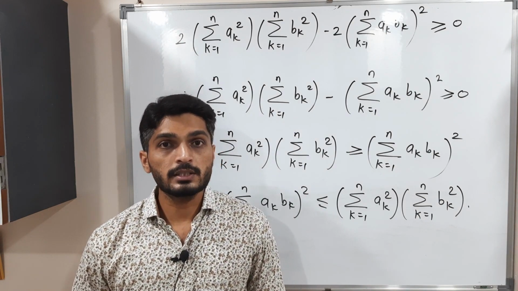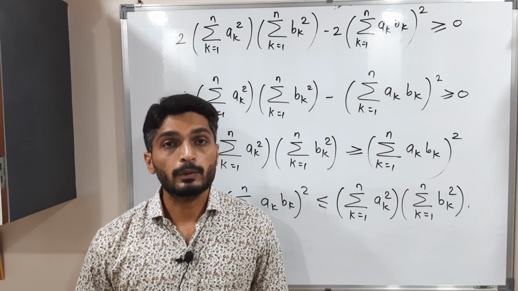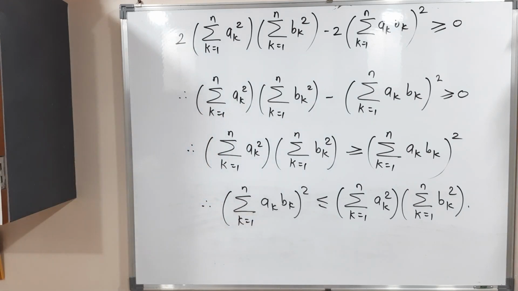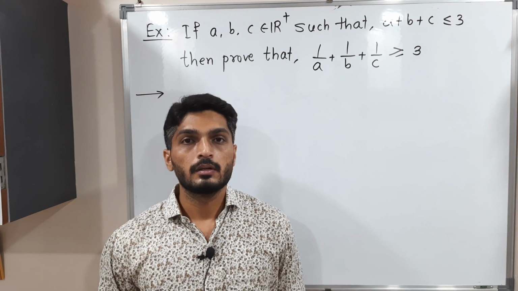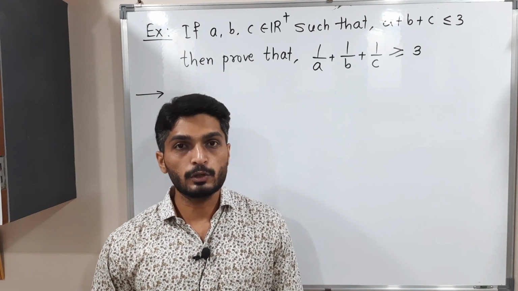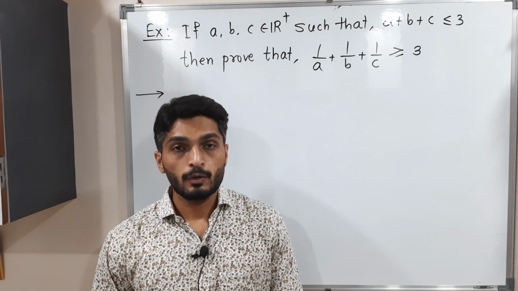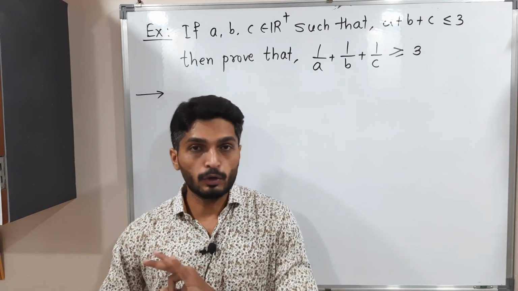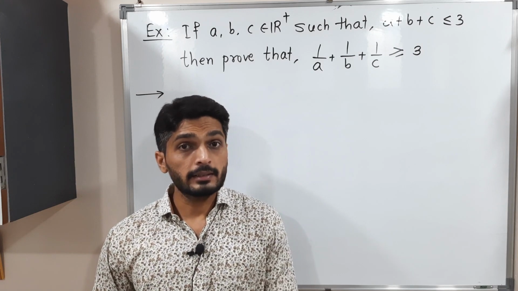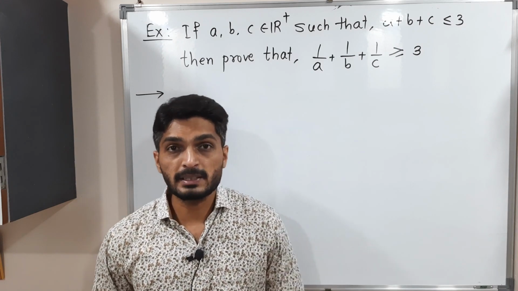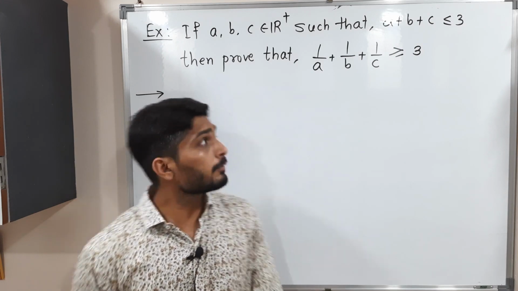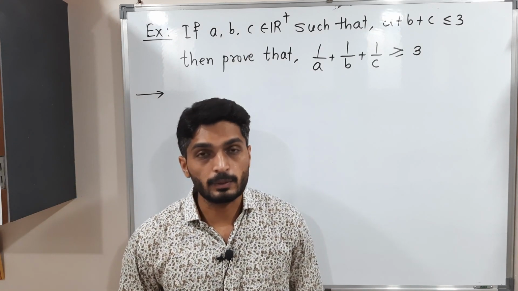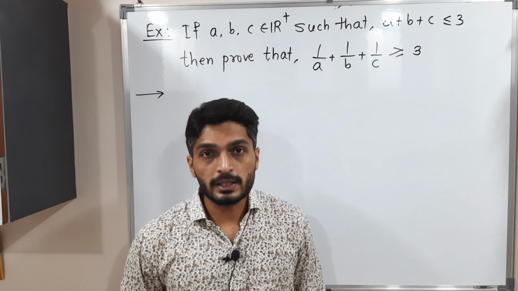After that, using this inequality, we are going to solve two examples. Make a screenshot of it, then we will discuss examples. Let us solve this example using Cauchy's Schwarz inequality. What we have in this example, we have three real numbers a, b, c. All of them are positive. And they satisfy this inequality, a plus b plus c less than or equal to 3. Then we have to prove that 1 by a plus 1 by b plus 1 by c is greater than or equal to 3. Let us start with the given information.